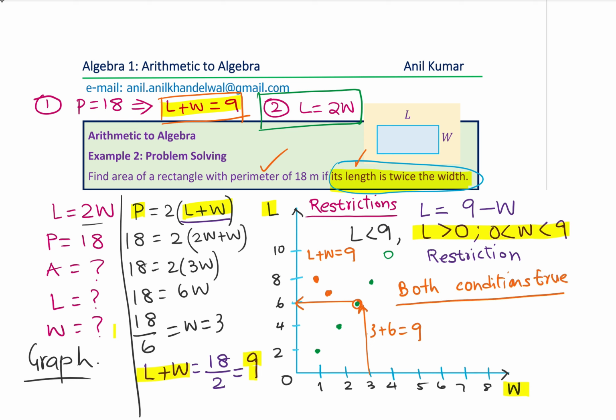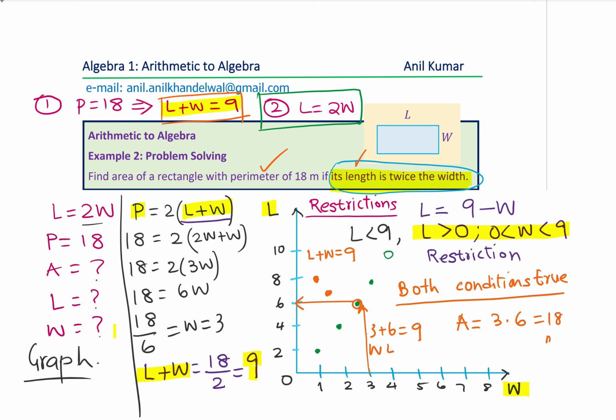Do you see that part? So when you draw the two graphs, you get a point of intersection, and this point of intersection is the solution. So that gives us both width and length, and therefore we can now find area, which is 3 times 6, and that is 18 meters square. So you understand this graphical approach? Perfect. So in this approach, what are we trying to do?